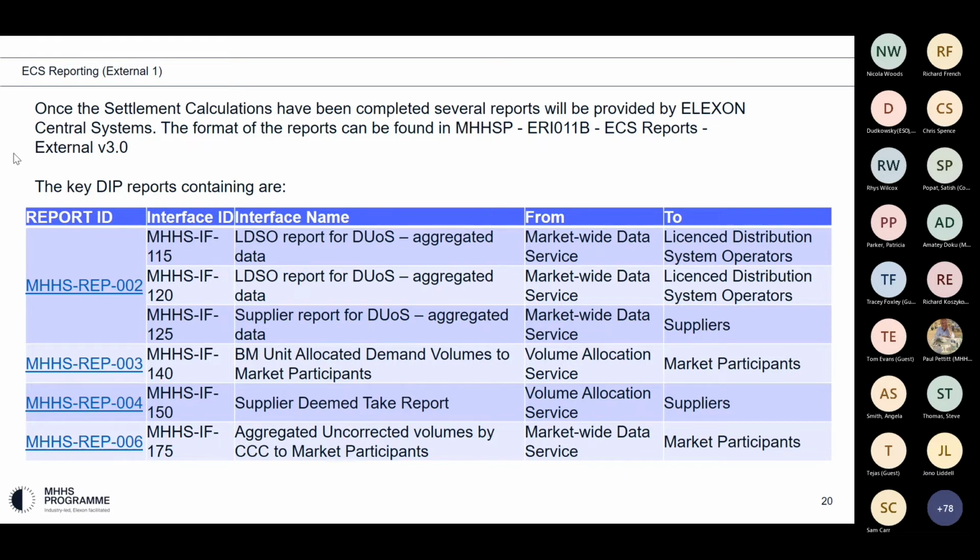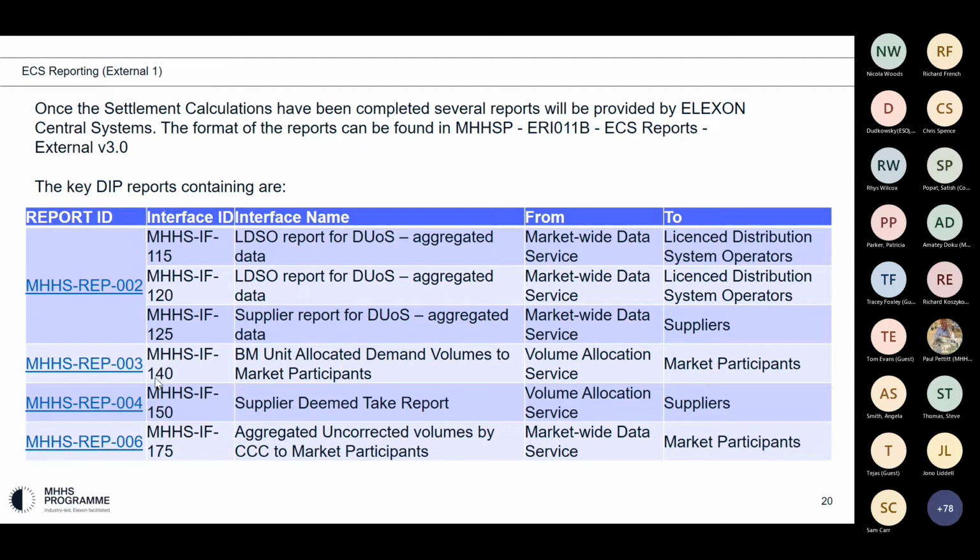So there are a number of reports for use of system, DUOS reports. We've got one that models the current information for half-hourly on the D30, which is this aggregated data report. There's another flavour of that, which is for embedded networks, which is the 120. And the LDSO report contains data for all the suppliers within its distribution region. Then the 125 is the flavour of that report for a supplier, which only contains data relating to that supplier.